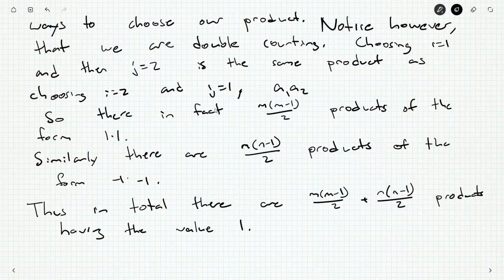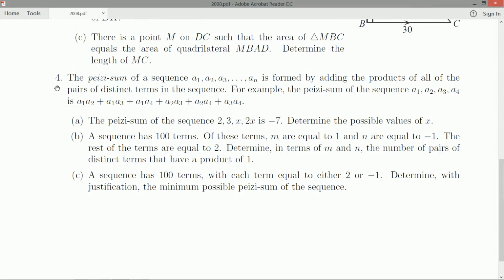Now, I feel right now like I'm missing something because they made it very clear we said a sequence has 100 terms. And I didn't use that anywhere. So determine in terms of M and N the number of pairs of distinct terms that have a product of 1. Well, I didn't use the 100. All I needed to know was, suppose we have a sequence, M of the terms are equal to 1, and N of the terms are equal to -1, and all the others are equal to 2. That's all we really needed.